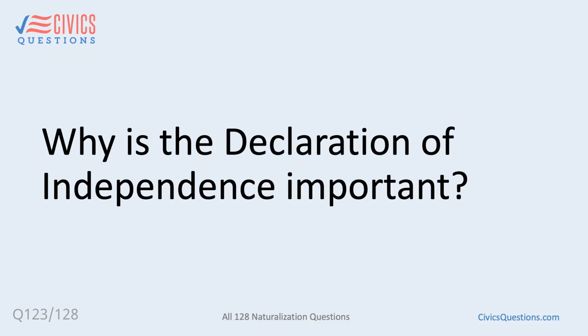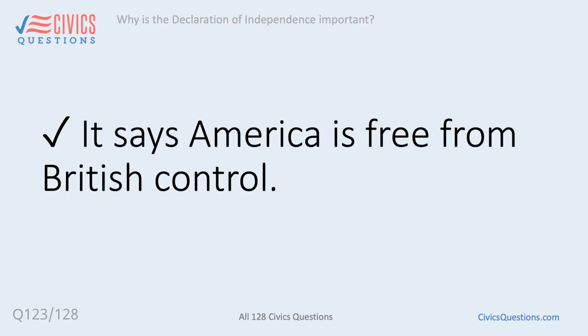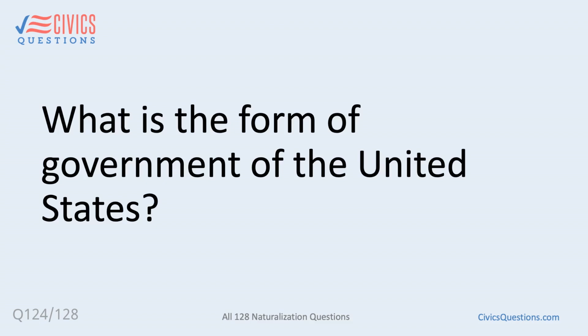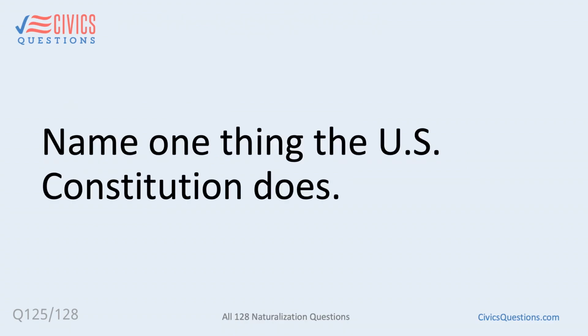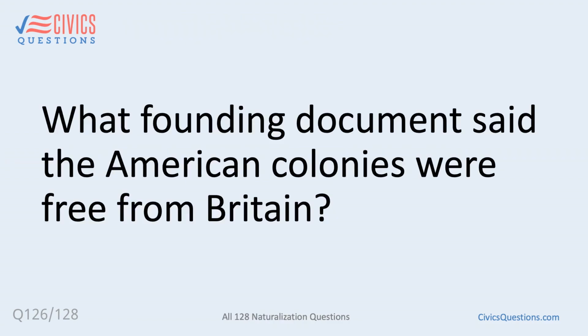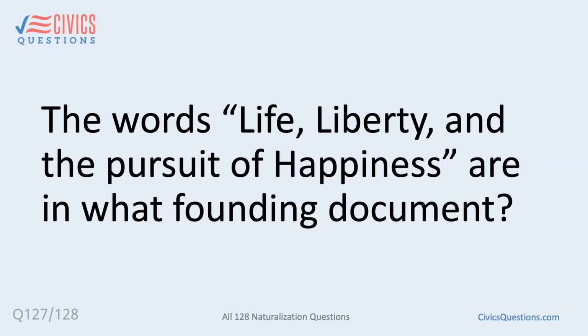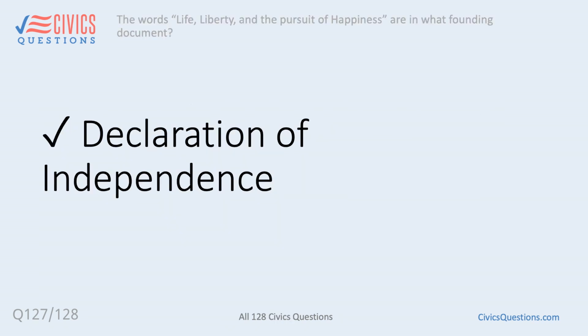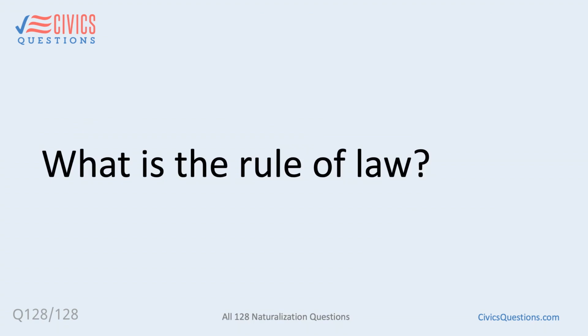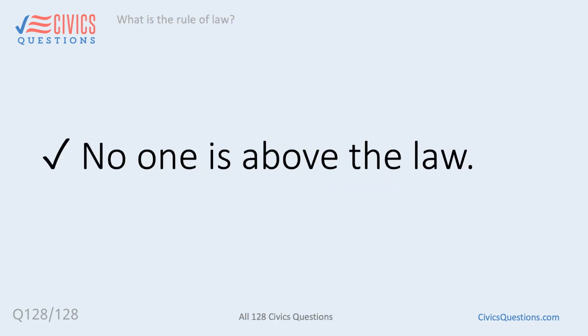Self-government. Why is the Declaration of Independence important? It says America is free from British control. What is the form of government of the United States? Republic. Name one thing the U.S. Constitution does. Forms the government. What founding document said the American colonies were free from Britain? Declaration of Independence. The words life, liberty, and the pursuit of happiness are in what founding document? Declaration of Independence. What is the rule of law? No one is above the law.